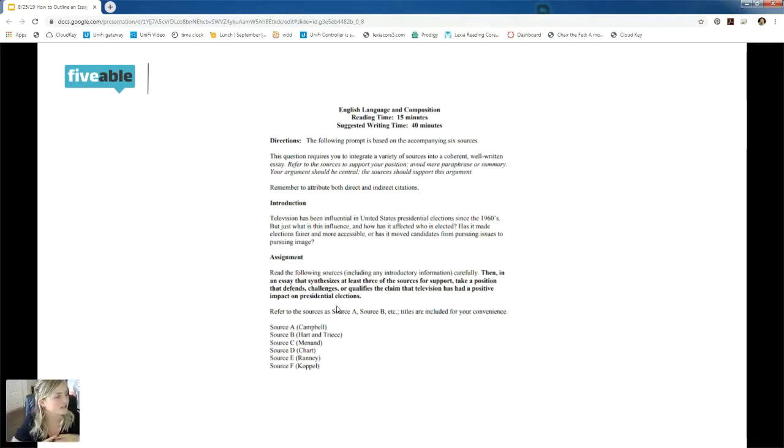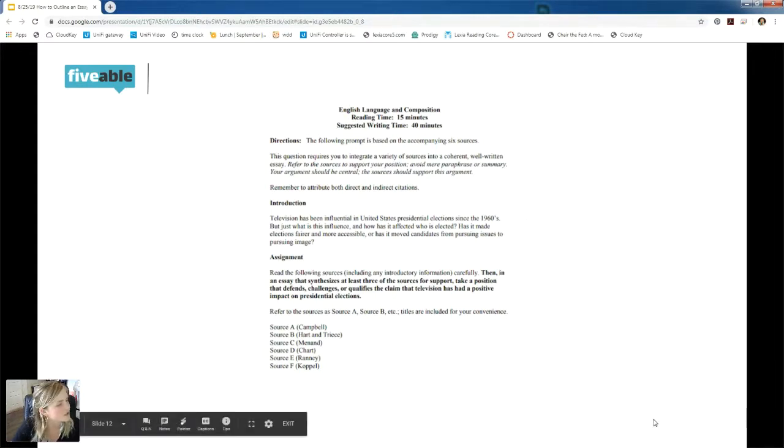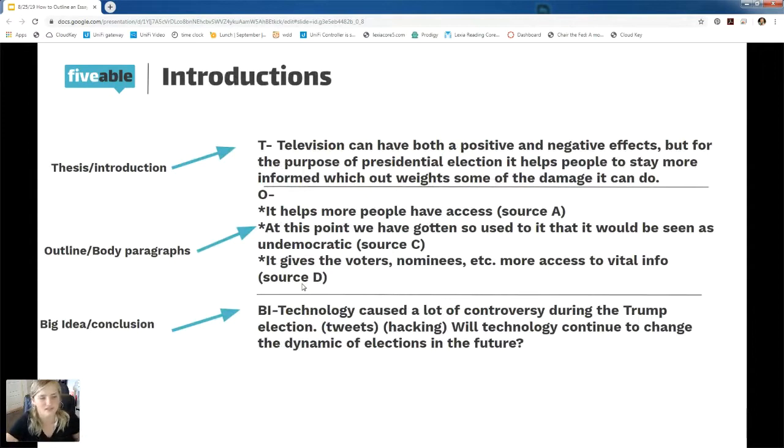Anyway, so here's a synthesis prompt saying, television has been influential in the United States presidential election since the 1960s. But just what is this influence and how has it affected who is elected? Has it made elections fair and more accessible, or has it moved candidates from pursuing issues to pursuing image? I actually thought that was a really insightful little prompt, but let's go to the next slide. Obviously there were synthesis articles that I'm not going to show you because we don't have time to read through all of them, because there's a lot. But I read through them and here's what I came up with.